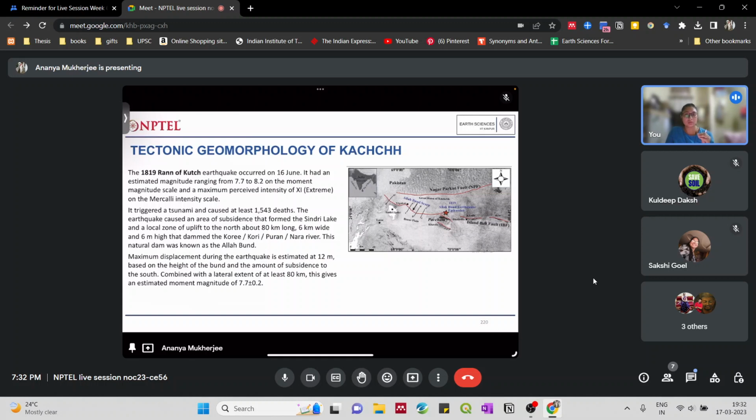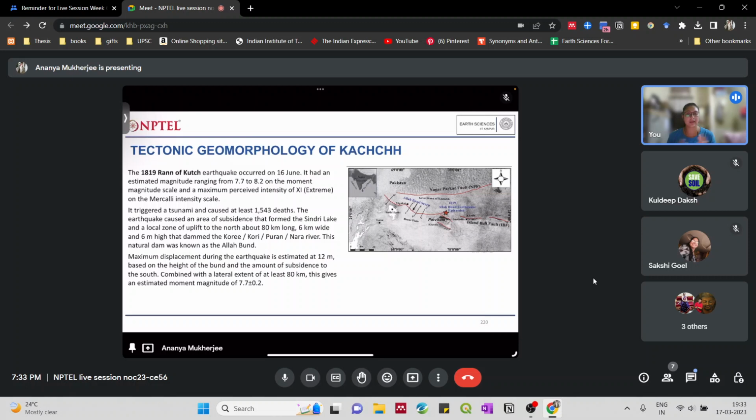So usually what happened over here was that the subsidence created a lake called the Sindri lake, and the uplift, okay, that happened caused damming of a river, okay. This is a natural dam that was created because of the uplift that happened during the Ran of Kutch earthquake of 1819. Okay, so the maximum displacement during the earthquake was estimated to be 12 meters. Okay, so they have understood this by measuring the height of the bund, the dam that was created, and the subsidence of the area where the Sindri lake was created.